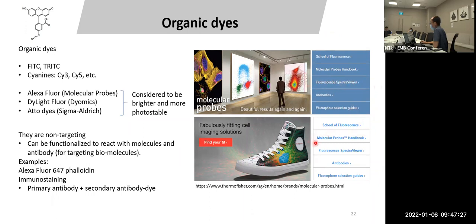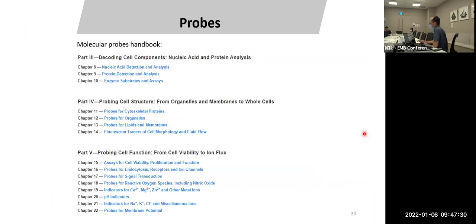And if you go to the Molecular Probes Handbook, there are chapters that are related to dyes and probes. So if you have a specific question, for example, if you want to look for lipids or cell tracers, or probes that detect certain things like calcium or even pH, you can go up and read about them. It's too much for me to cover all of this because there are just too many probes out there in the market, right?